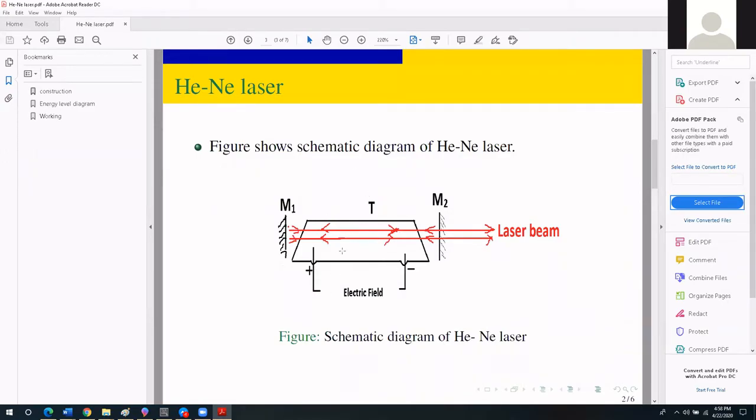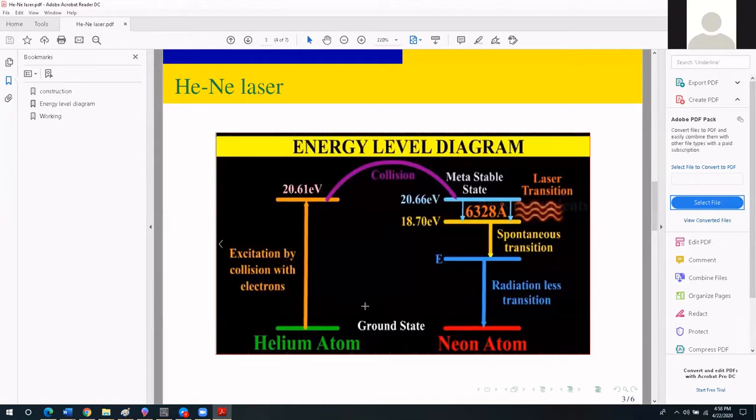Electric field is applied in the mixture of gas, and the free electrons and ions are accelerated by this field. When this accelerated electron bombards a helium atom, the energy of the electron is transferred to the helium atom.